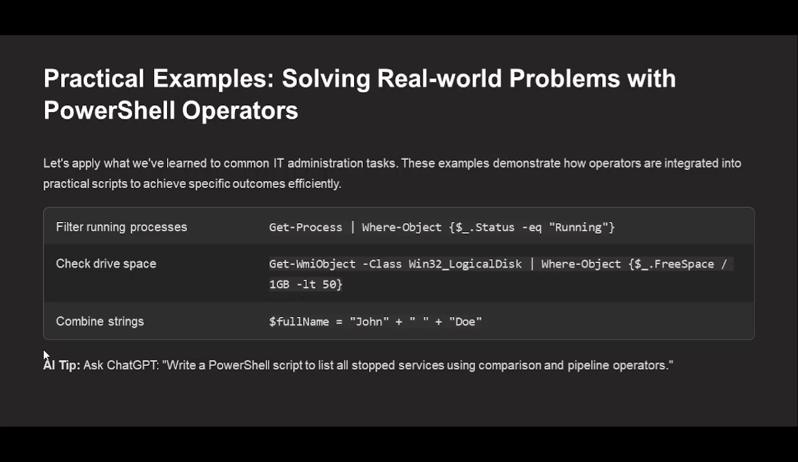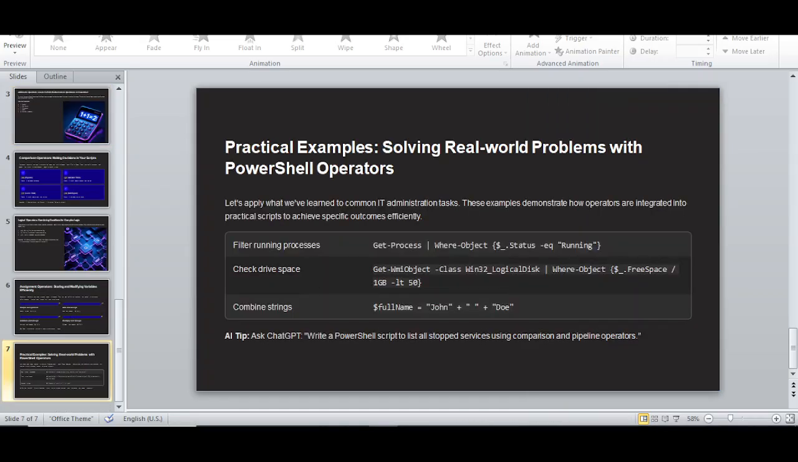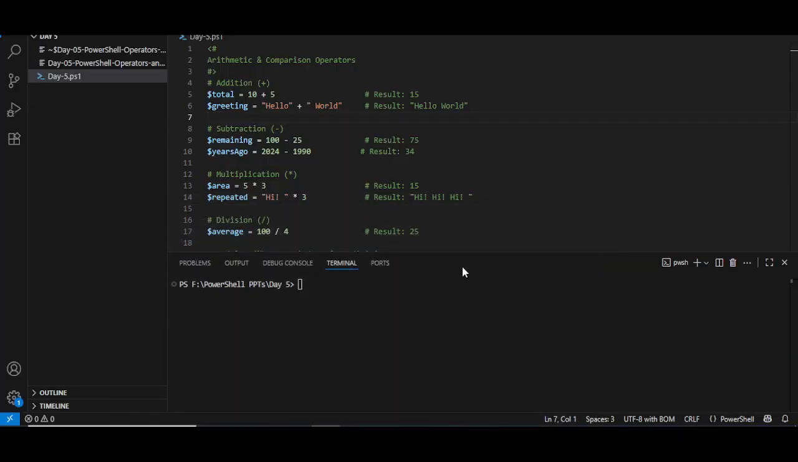Okay. Combining strings is something like $fullName = John + and + Doe. It means that it is adding John plus space plus its last name. So the output will become John space Doe. It means that plus can work with strings as well. So how it does, it concatenates the string with the plus operator. Okay. So this is about the theory part, guys. Let's move to the demonstration.